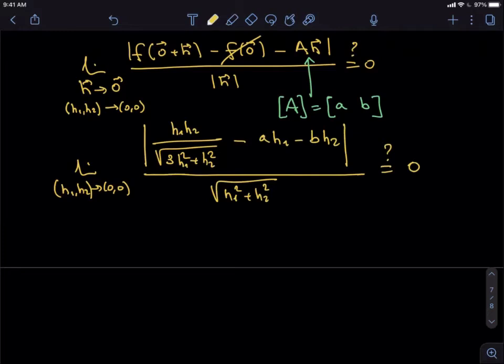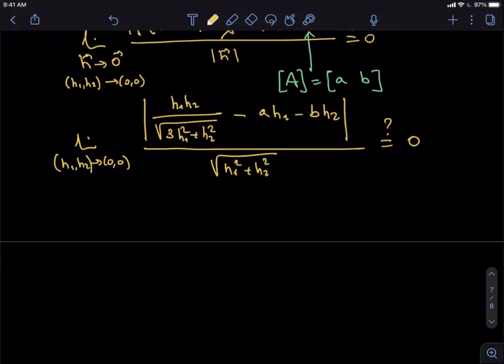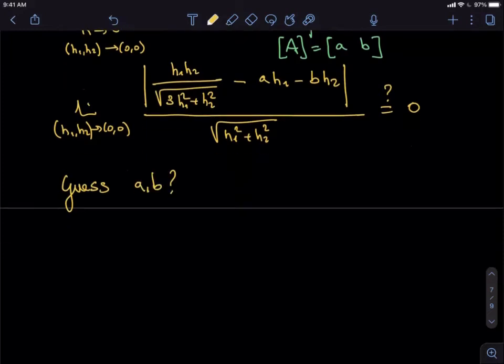But it will not be a problem for long, because we can actually guess what a and b are. To guess a and b, we are going to choose appropriate paths.